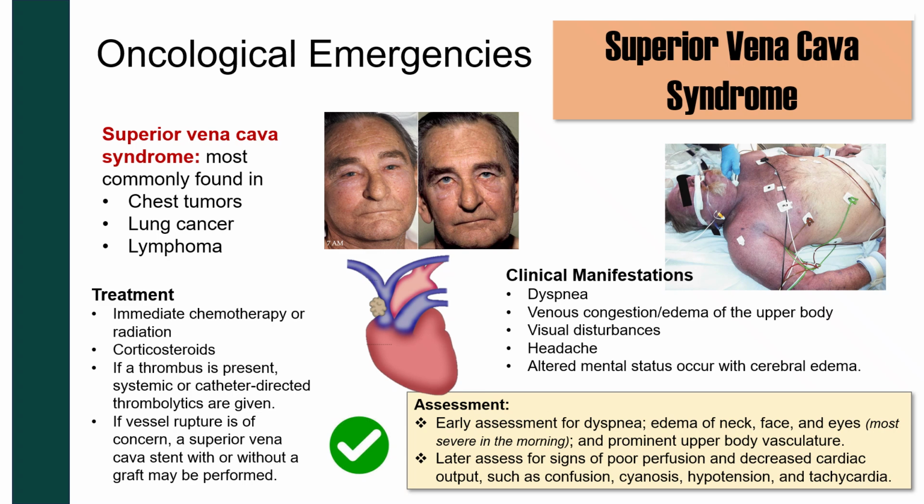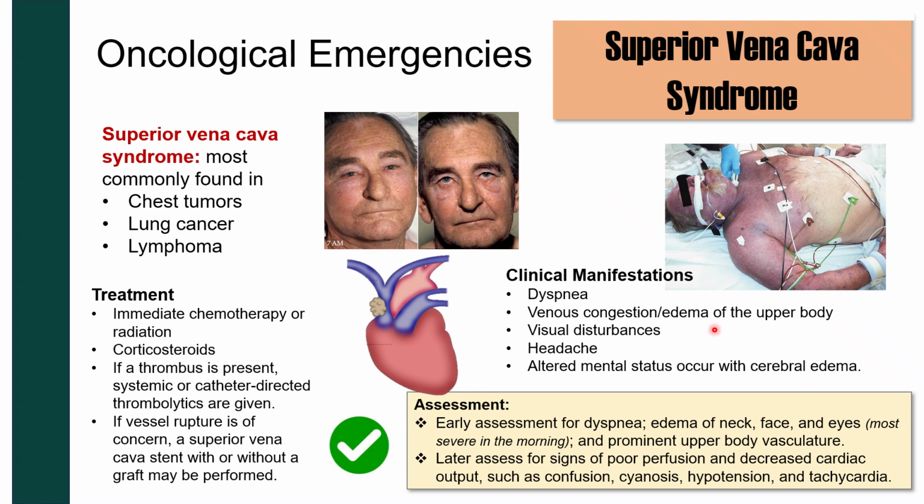So since that blood is going to start getting backed up, you're going to have edema on the upper part of the body. You might have some visual disturbances, headache, and altered mental status if it starts to affect the brain. So you can see this picture here with this patient lying supine flat on their back, that you can see that there's a color change. It's definitely flushed, congested with blood.